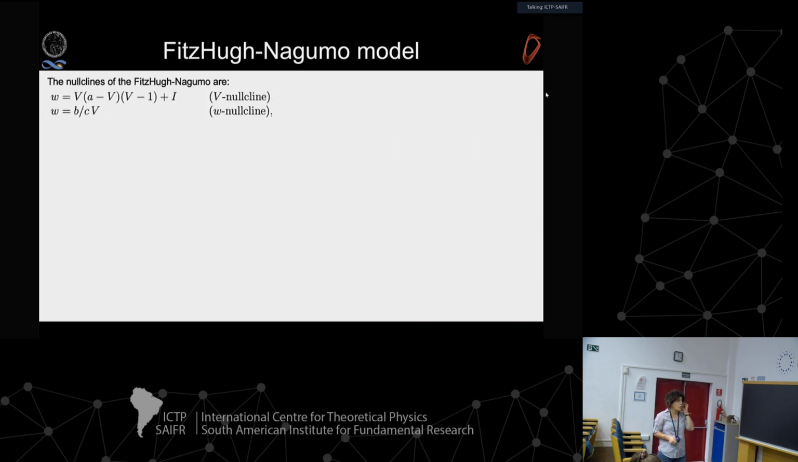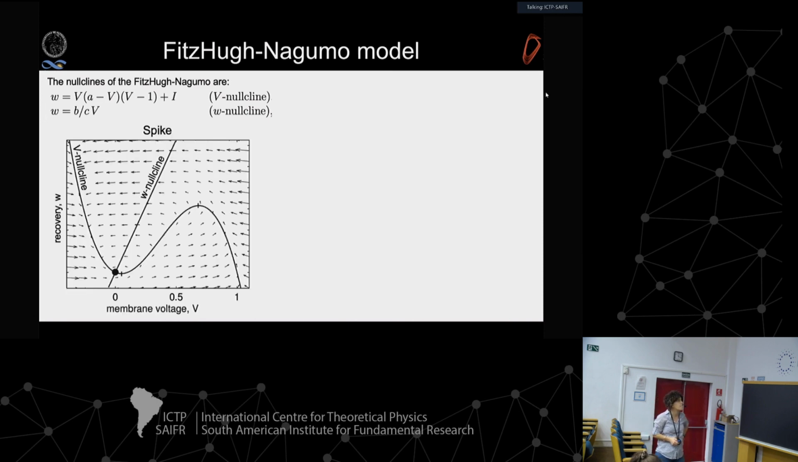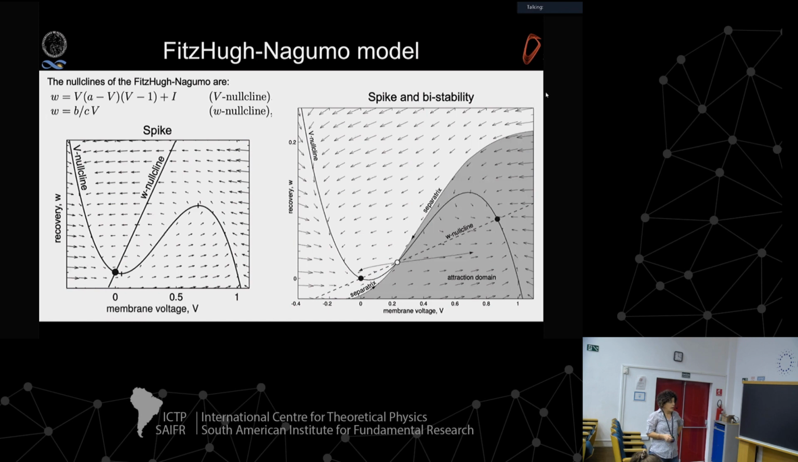And you can go really simple: 3 parameters instead of, I don't know how many parameters in HH. The other thing is that this model also allows you to have bistability.